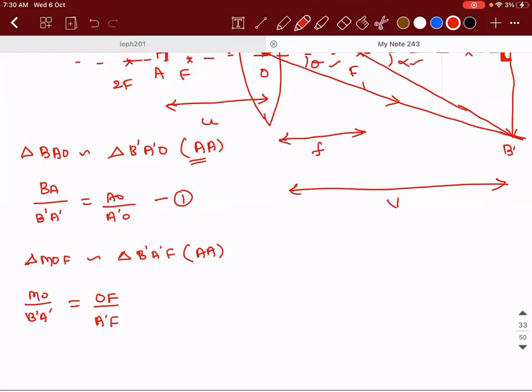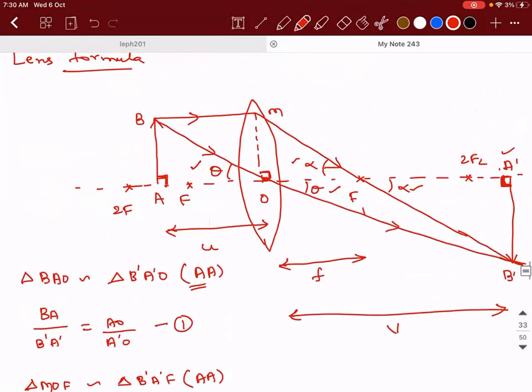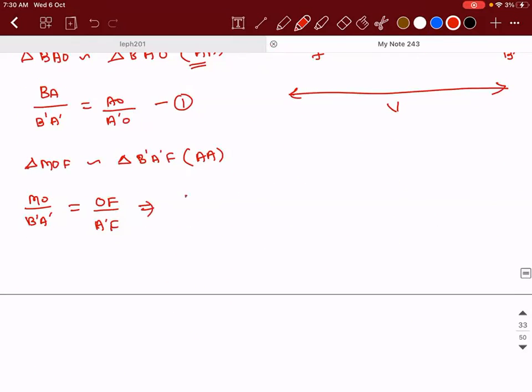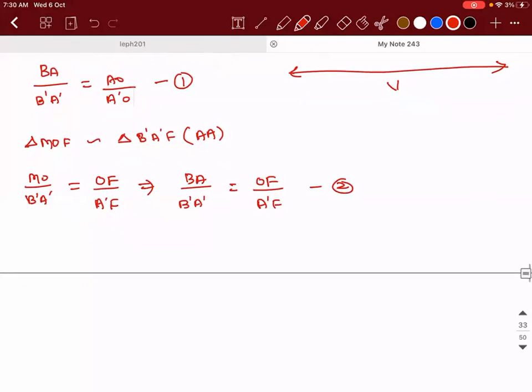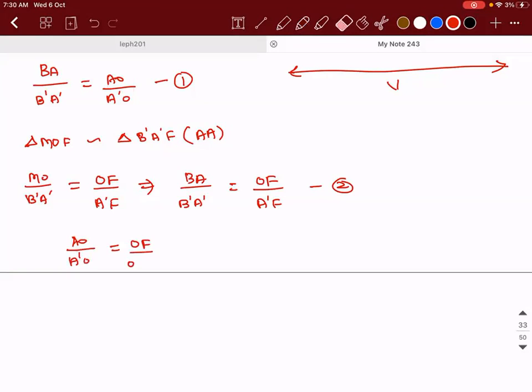OF divided by A dash F. Correct? Yes, sir. But what is MO equal to in terms of length? MO is the same as AB. So can I write BA divided by B dash A dash is equal to OF divided by A dash F? This is equation number 2. So AO divided by A dash O is equal to OF divided by A dash F. So what is AO?